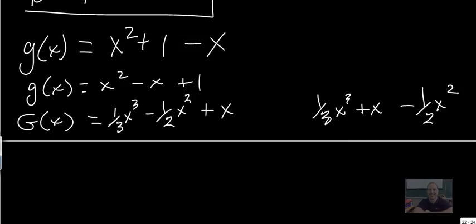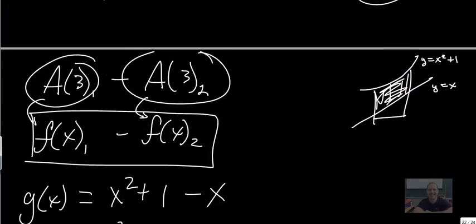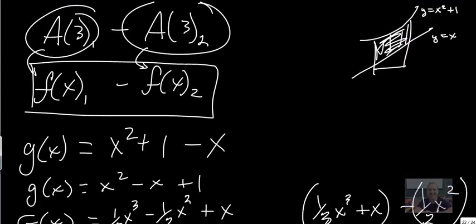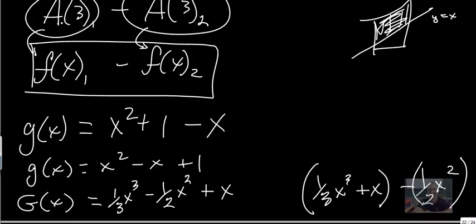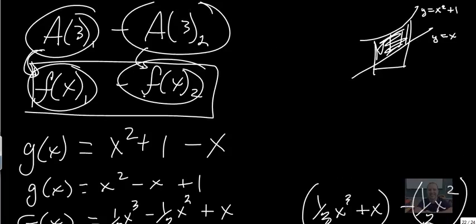Okay? And what does this look like? Look at this. That right there is the antiderivative of the first function minus the antiderivative of the second function. So if we back it up and say, hey, these two functions, I am going to subtract them and take the antiderivative of the difference between the two functions, I should get the same answer.